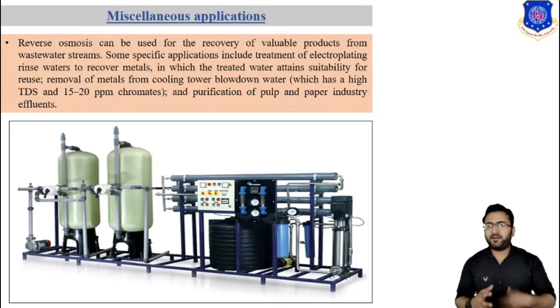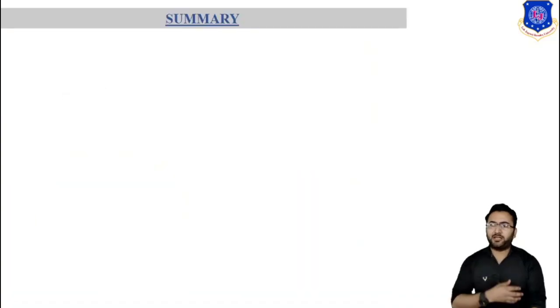Now let's talk about various other applications of reverse osmosis. Reverse osmosis can be used for the recovery of valuable products from wastewater streams. Some specific applications include treatment of electroplating rinse water to recover metal, in which the treated water attains suitability for reuse. Then it's used for the removal of metal from cooling tower blowdown water, and it's also used for the purification of pulp and paper industry effluent. So this is how reverse osmosis is used in other applications.